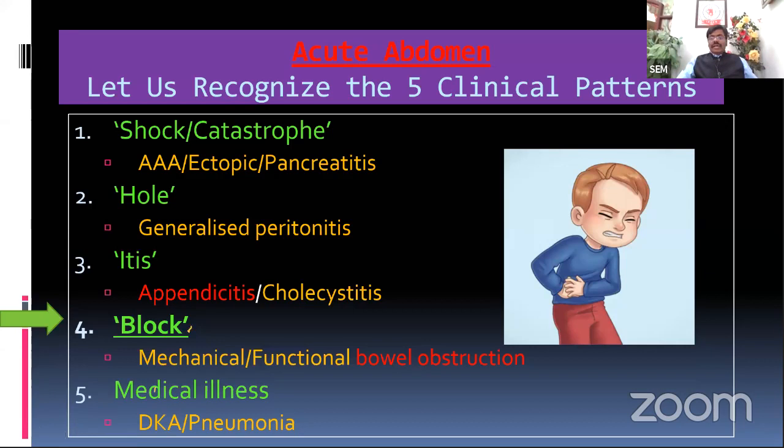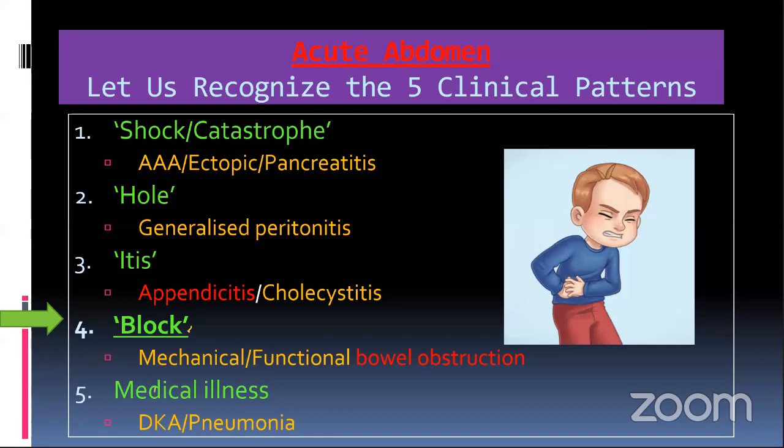In the last classes, as you know, we have discussed the 5 common presentations, or 5 different baskets, I would say, of acute abdomen. We discussed acute pancreatitis as a classical example for shock or a catastrophe. That is, a patient presenting with hypovolemic shock with tachycardia and hypotension. That is the one we discussed about 3-4 modules before.